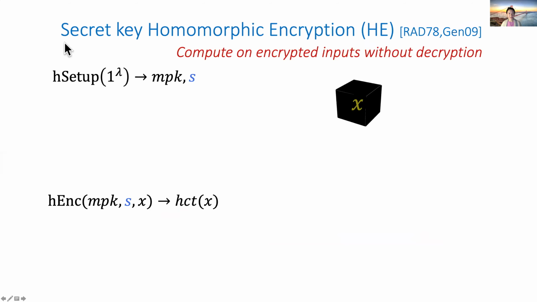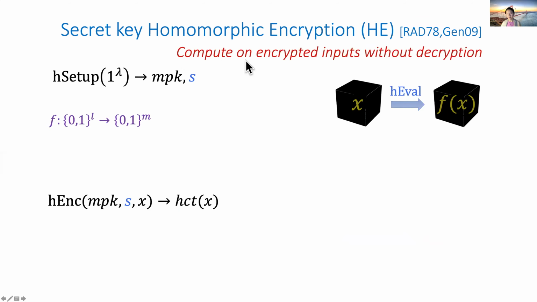Here we consider the secret key variant. What it enables is that we can compute some function on these encrypted inputs without ever decrypting. So consider a function on an L-bit input that produces an M-bit output, where M could be way larger than the input length L. This graphical representation means that the ciphertext of an input X can be homomorphically manipulated in a way that produces an encryption of the output.